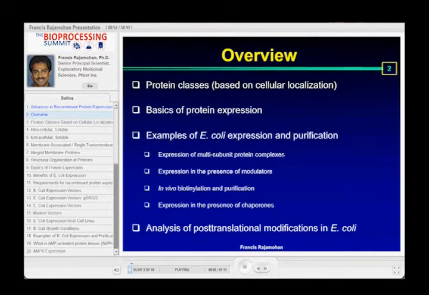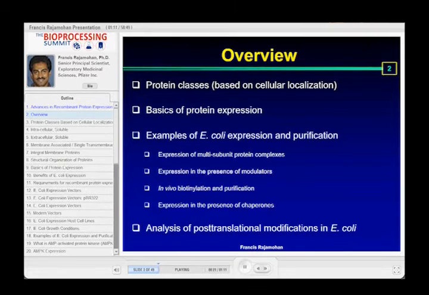So the overview of my talk is, this is basically just a background, just different protein classes. So I probably will go through pretty quick, and then some basics about what you need to know about protein expression. Then I'm going to some of the examples.